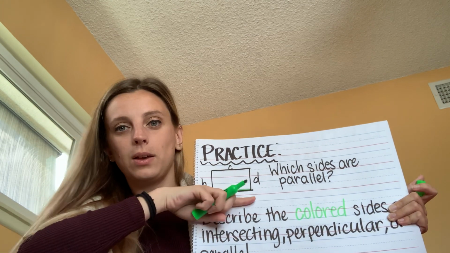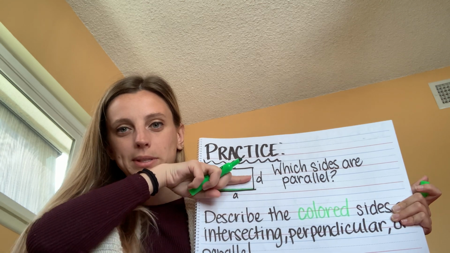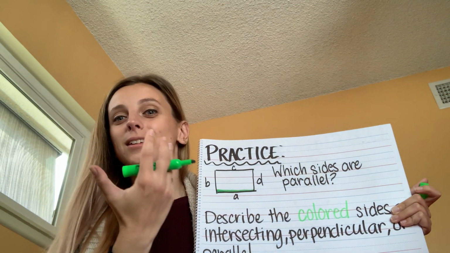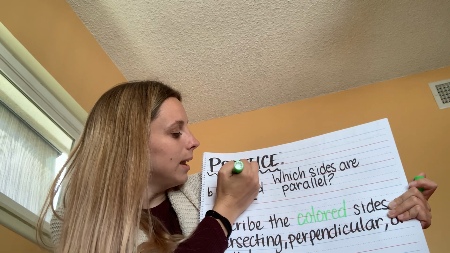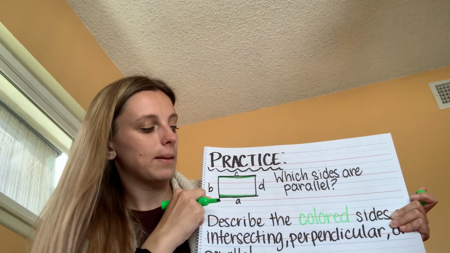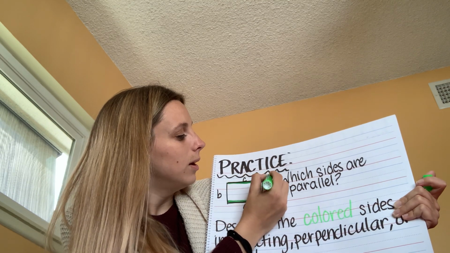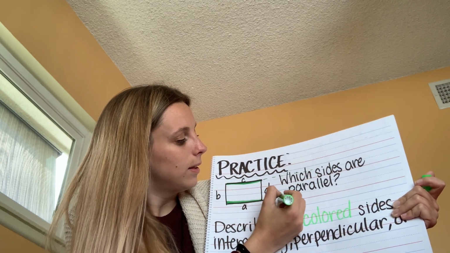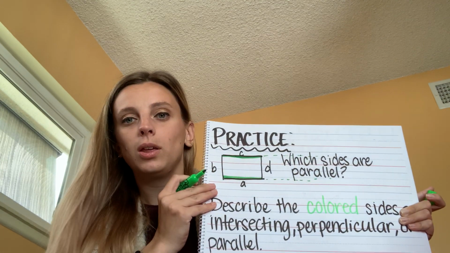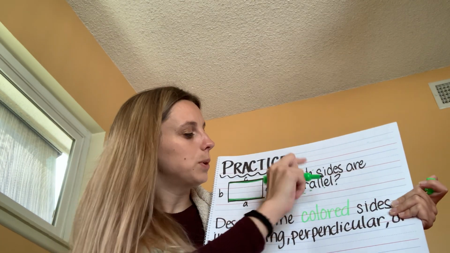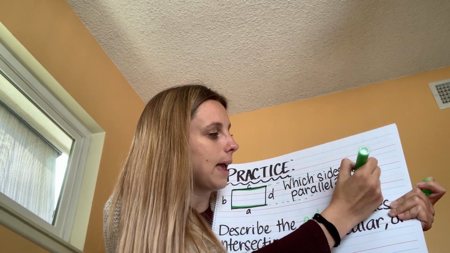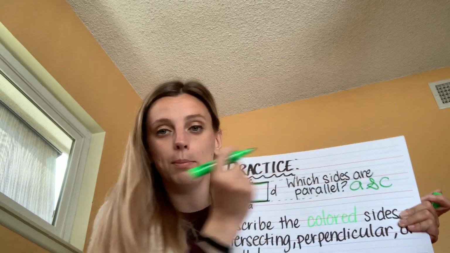Well, side A goes this way. So what else goes that way? Side C, right? And it's perfectly straight, just like A. It wouldn't meet A if I kept these lines going on and on. These two lines would never touch. So I could say which sides are parallel? Well, sides A and C are parallel.